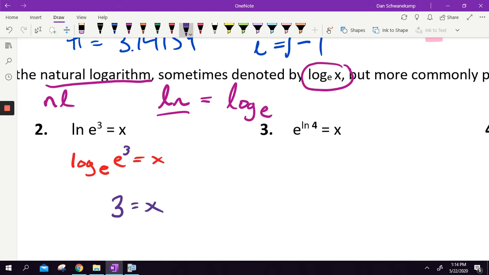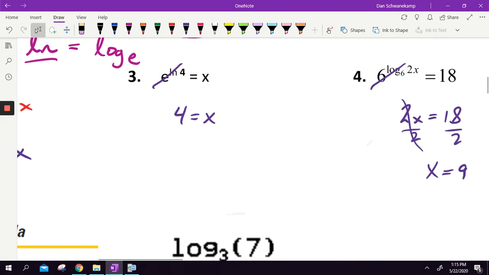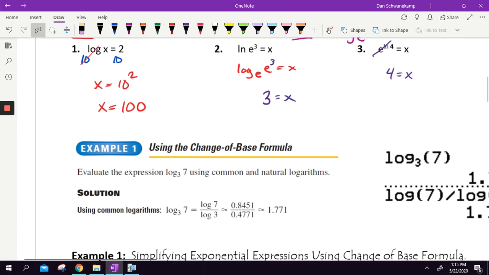So e to the natural log of 4 is equal to x. e and natural log, those two things are opposites. They're going to cancel. I'm left with 4 is equal to x. 6 and log base 6, those two things are opposites. They're going to cancel, so I'm going to be left with just 2x is equal to 18. I don't have to do anything special there. Divide by 2, divide by 2. Again, they all cancel because they are inverses of each other. x equals 9. So just be aware how inverses work.